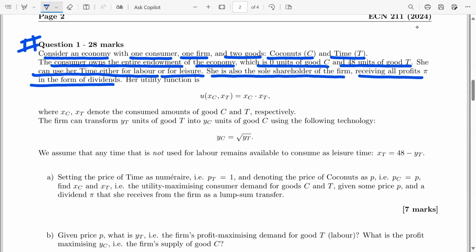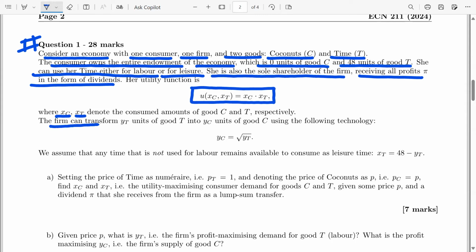So she receives income from profits in the form of dividends. That's pi. We are given her utility function u as a function of xc and xt, which is xc times xt.